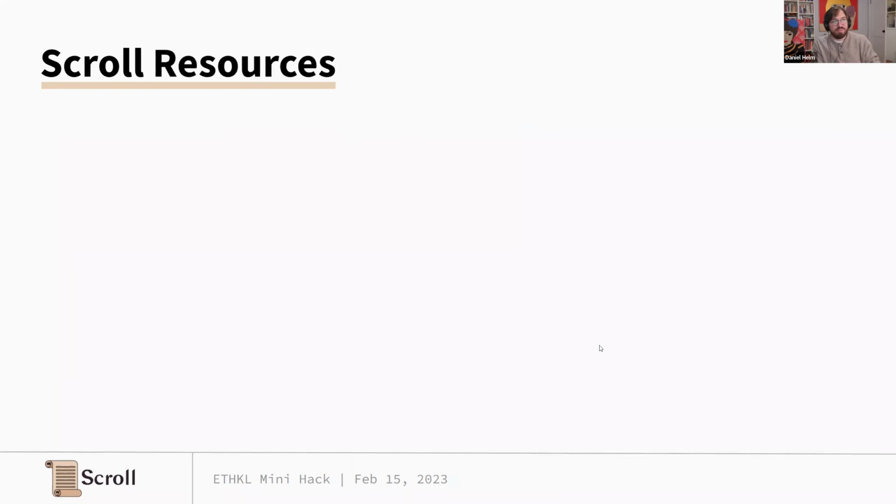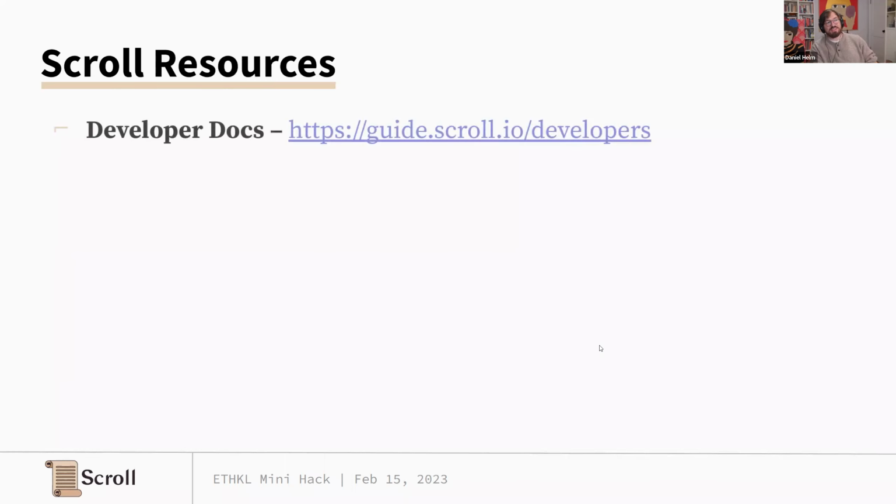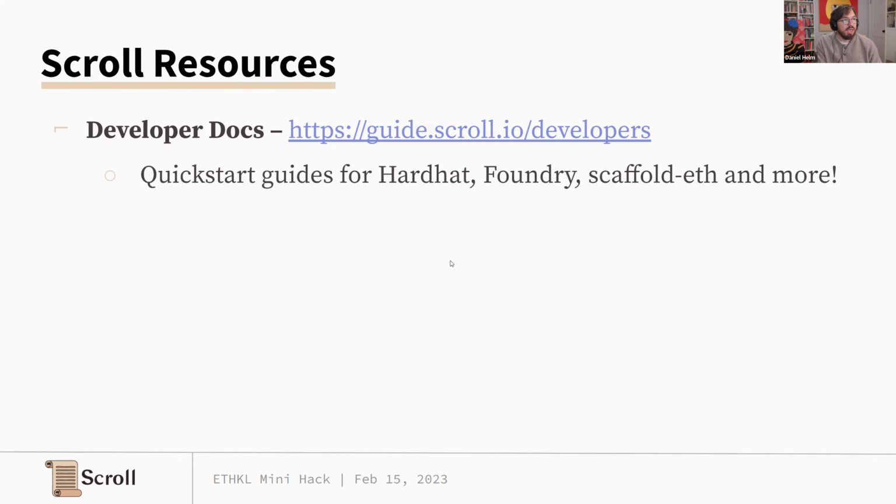But much more interesting to me is some of our developer resources. We have developer docs at that same location, guide.scroll.io/developers, or just click around. You'll see a quick start guide for Hardhat, Foundry, Scaffold-ETH, and lots of other tooling. Also a deployment tutorial if you just want to clone a repo and get going.